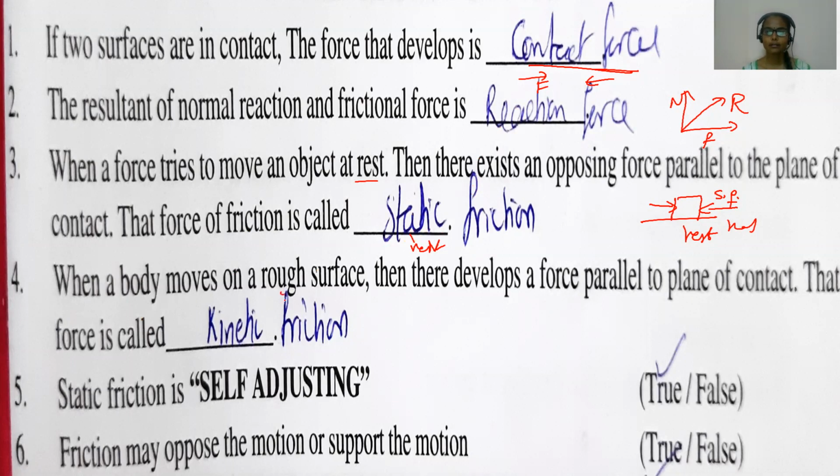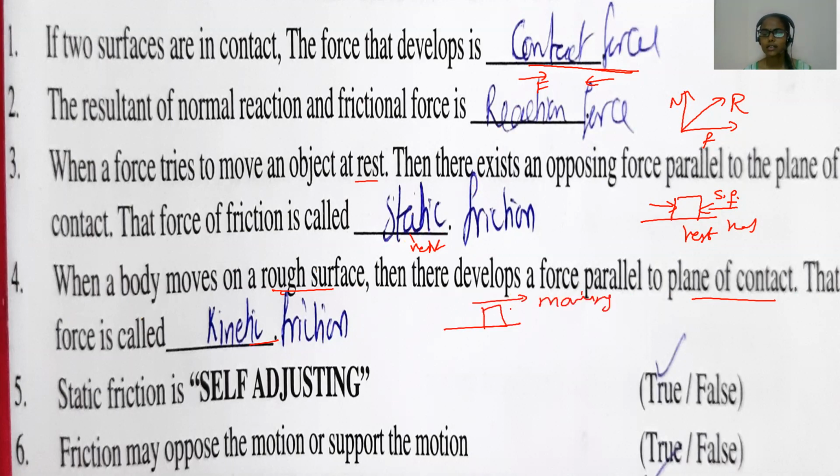Next, when the body is moving on a rough surface, then there develops a force parallel to the plane of contact. That is what we call kinetic friction. When the body is moving, it is called kinetic.